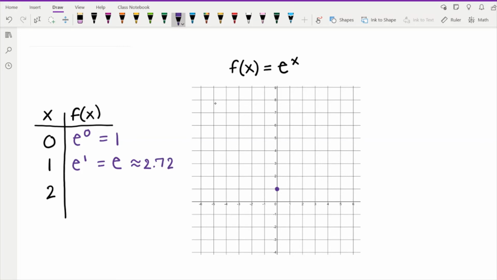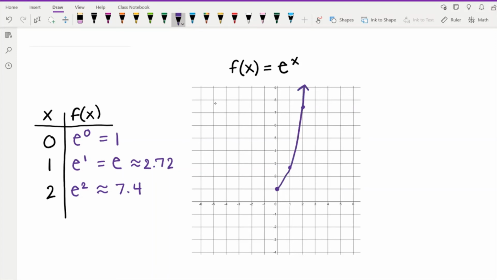So if we go and plot that point, that's going to be 1 and then approximately 2.72, something like that. And then what about when we plug in 2? Well, that's e squared. And if you type that into a calculator, you'll get approximately, I only did it to 1 decimal, so sorry for the inconsistency, but it's approximately 7.4. So that's going to be somewhere like here. So the right side is going to look like this.